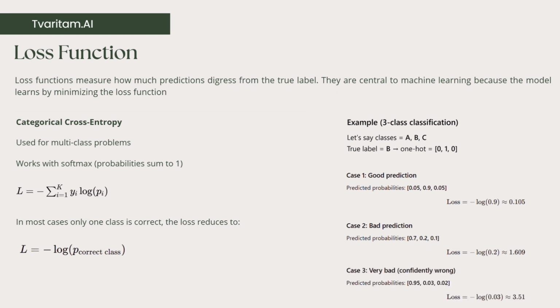In case of a very bad or confidently wrong prediction, where the predicted probability for the correct class is 0.03, the loss again is approximately equal to 3.51, and that is how confidently wrong predictions will get a much higher value for the loss.